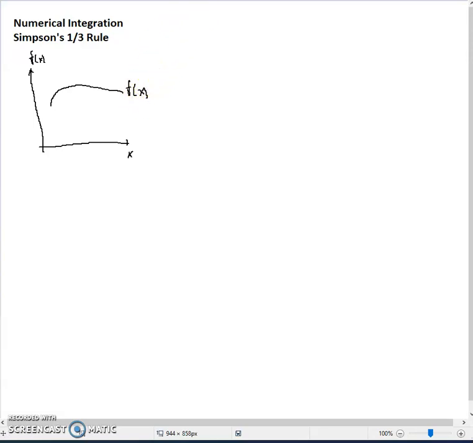So Simpson 1/3 rule will use 3 points, and it will approximate the function as a parabola. So it will fit a parabola and assume that this is our function. So we have a step h and a step h, and obviously the smaller the h, the better the parabola tracks the function.